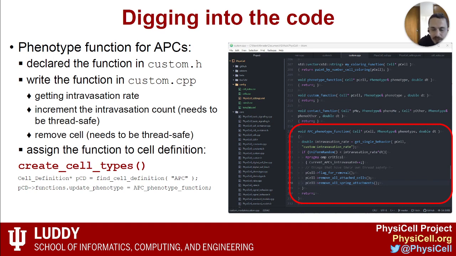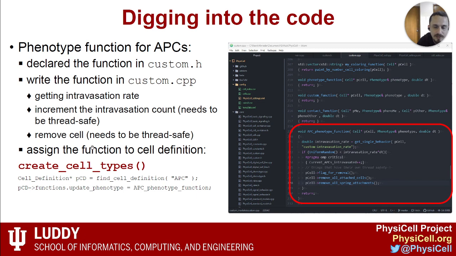By writing the functions for updating phenotype for the APCs, we just started our workflow. We declare that function in custom.h, write the function in custom.cpp, getting the intravasation rate and incrementing the intravasation count. That needs to be thread safe because here we are visiting all the cells in parallel. If you are counting using a global variable for counting intravasation, you need some way to block all the threads and increase this count, and after that release all these threads to restart the job. And then they remove that cell. That one needs to be thread safe as well.